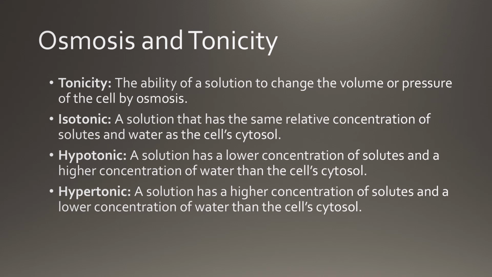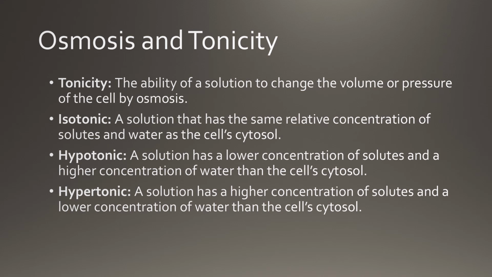Tonicity is the ability of a solution to change the volume or pressure of a cell by osmosis. An isotonic solution is a solution with the same relative concentration of solutes and water as the cell's cytosol. In an isotonic solution, there is no net movement of water across the cell membrane, resulting in the cell maintaining its normal volume and shape.